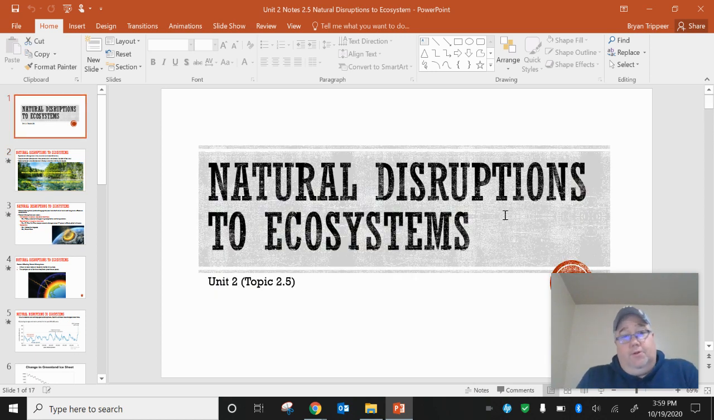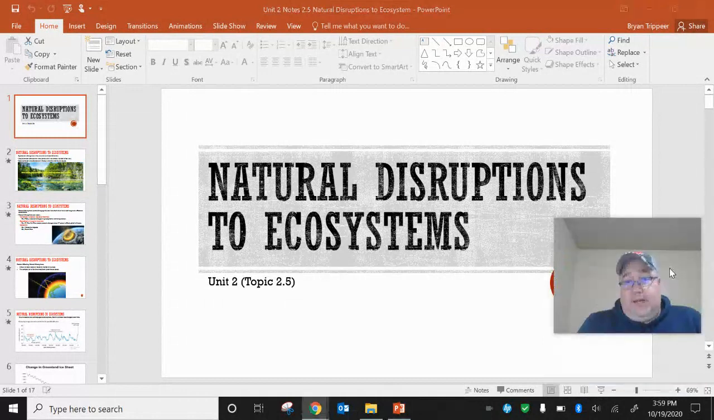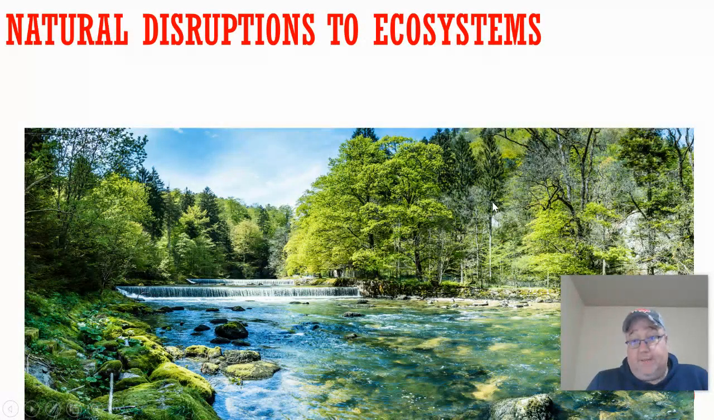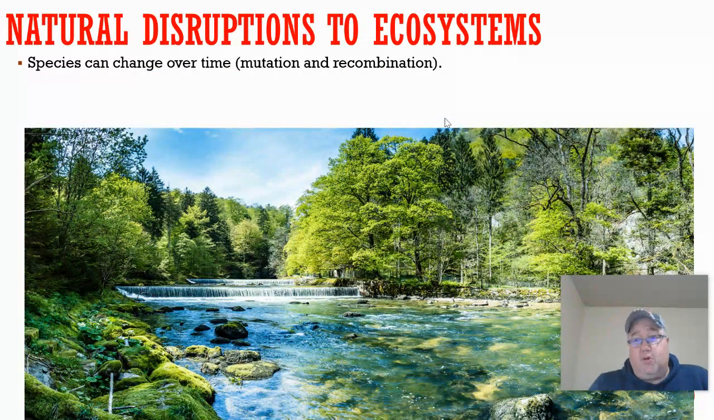This is Unit 2, Topic 2.5, which is on natural disruptions to ecosystems. So, just a quick review of a couple of things that we've talked about before. This whole unit really is about biodiversity, and we've talked about genetic differences amongst individuals of a species and how that can occur. We talked about mutation and genetic recombination, how that can create differences or changes in individuals.